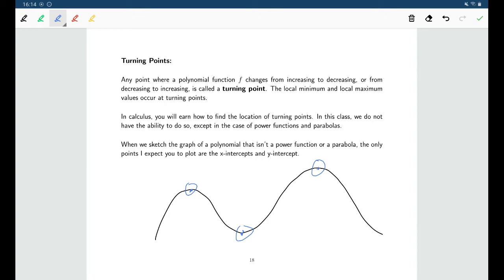So that means that when we're graphing our polynomials, the only thing I can really expect you to graph would be the intercepts, those points, x-intercepts and y-intercepts, and what's happening at the far left and the far right. But as far as turning points go, we won't be able to find where they are, which means that your graph and my graph and what the graph of the function might actually look like might differ slightly.